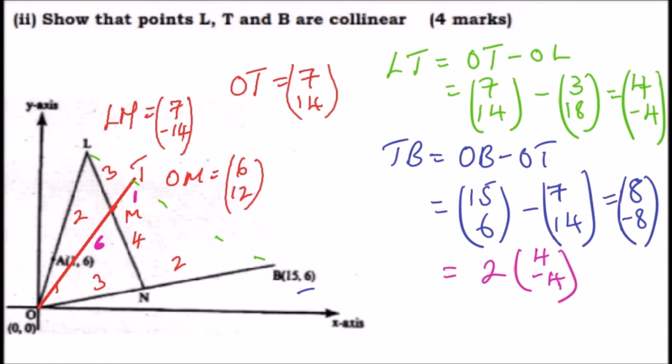So you can see now this vector is the same as this one, and therefore we can say TB is equal to 2LT. And this means that they are collinear because we have managed to express one vector, that is LB, in terms of LT as a multiple of LT, and also they share a common point, which is T. So they are collinear.